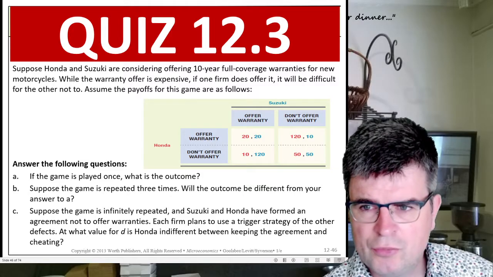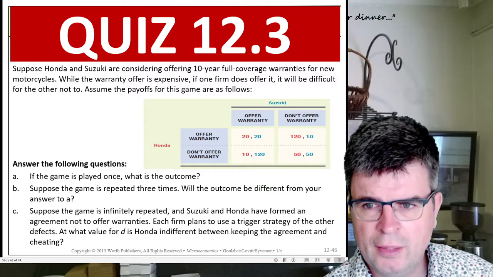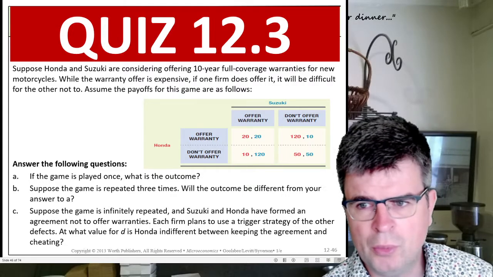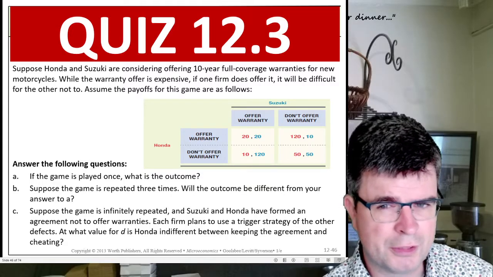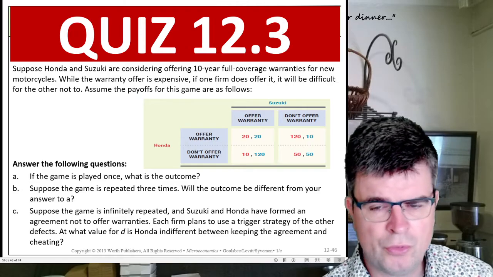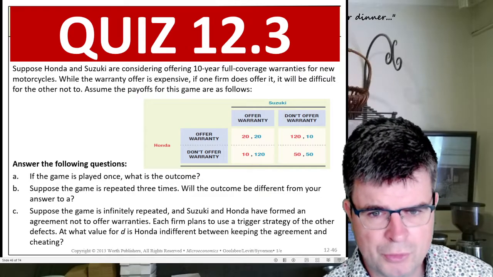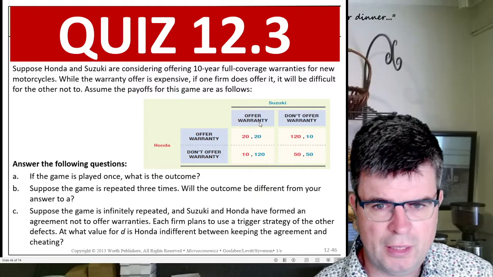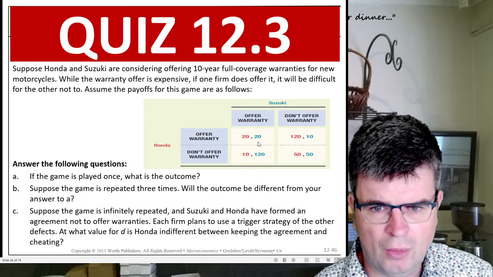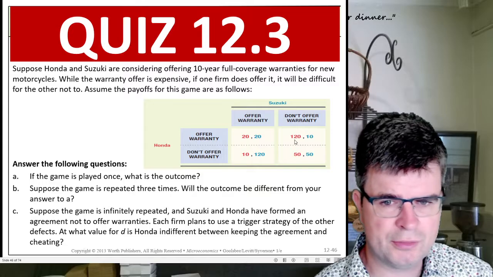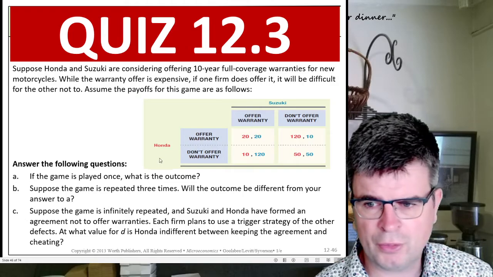So in the quiz we have two firms, Honda and Suzuki, and they are considering offering a 10-year full coverage warranty for new motorcycles, and the warranty offer is expensive to the firms. But if one firm offers it, it will be difficult for the other not to. And assume that the payoffs are as follows. So if Suzuki offers a warranty, it's optimal for Honda to offer a warranty as well. And if Suzuki doesn't offer the warranty, it is optimal for Honda to offer the warranty.